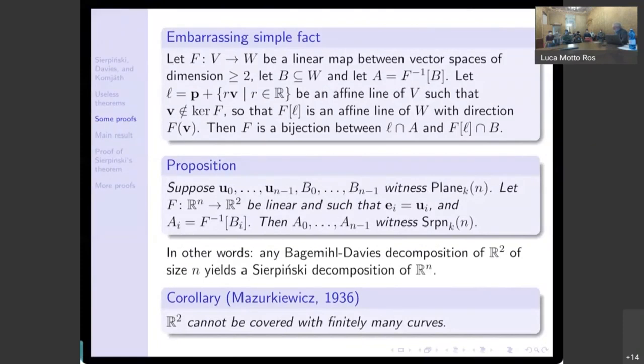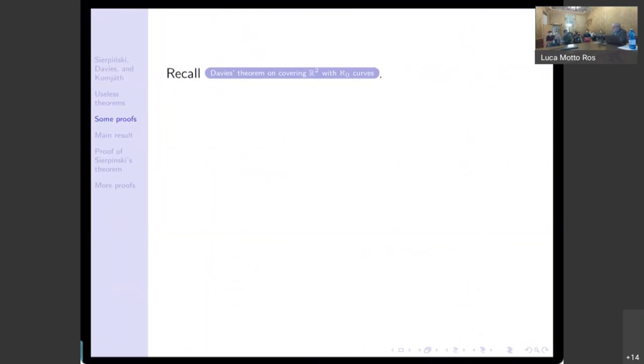So we get a corollary. Mazurkiewicz in 1936 proved that R^2 cannot be covered with finitely many curves, curves in our definition, so finitely many curves and finitely many directions. So if you could do this thing, you could pull it back to R^n, and you would get a decomposition such that any line parallel to one of the basic directions would have intersection of size one with this thing. This theorem has been known for a long time. So here I put some hyperlink, if you don't remember Davies' theorem on covering R^2 with Kalf-Notman curves. Everybody happy with this?